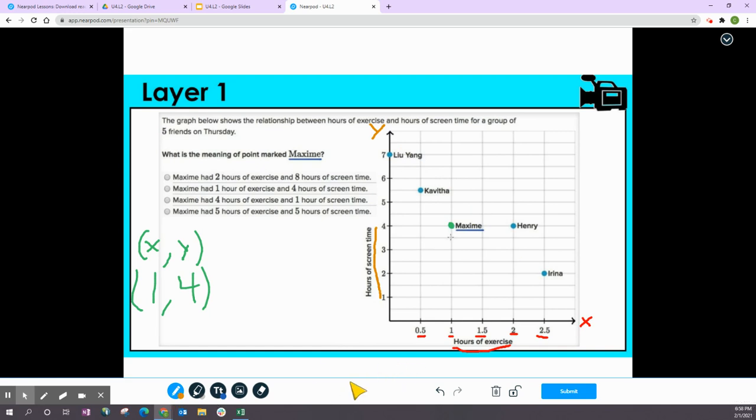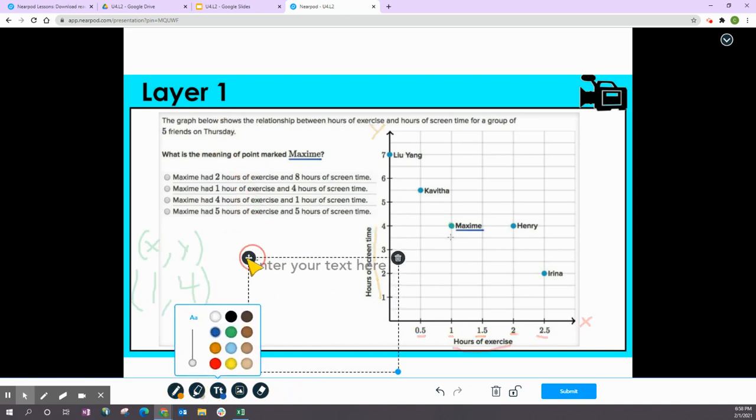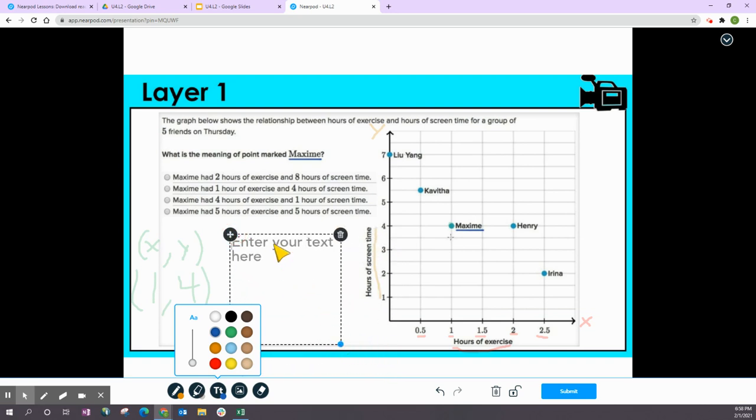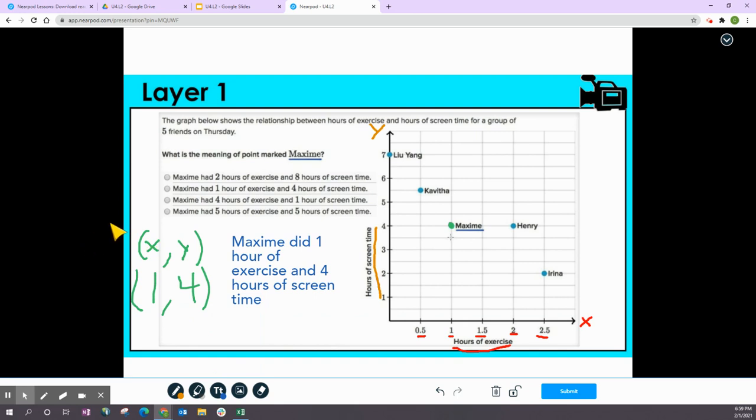So if Maxime's x coordinate is 1, that means that Maxime did 1 hour of exercise. If her y coordinate is at 4, that means that she had 4 hours of screen time. Now that we've written this statement, let's see which answer choice matches.